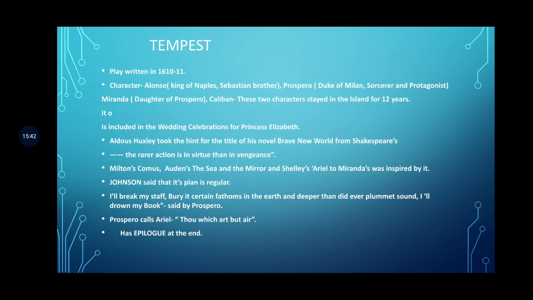Aldous Huxley took the hint for his title Brave New World from Shakespeare's Tempest. It has the quotation, the rarer action is in virtue than in vengeance. Milton's Comus, Auden's The Sea and the Mirror, and Shelley's Ariel to Miranda were inspired by The Tempest. Johnson said that its plan is regular. Prospero called Ariel, thou which art but air. It is the play which has the epilogue at the end.